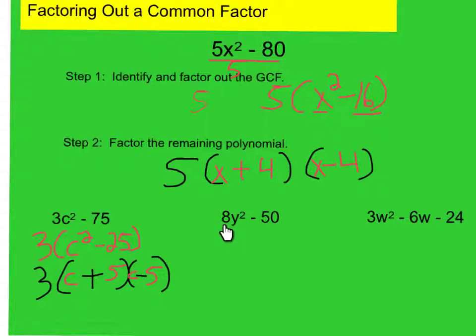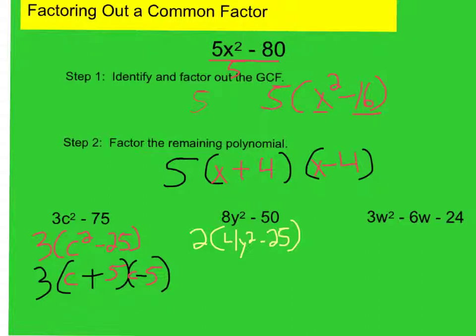Alright, what's the greatest number that can divide 8 and 50? It's only going to be 2. 2 can divide both of those, and here's what's left. Let's check. Is this a square? Yes, 4 is a square, and so is y squared. Is this a perfect square? 25? It is. It's 5.